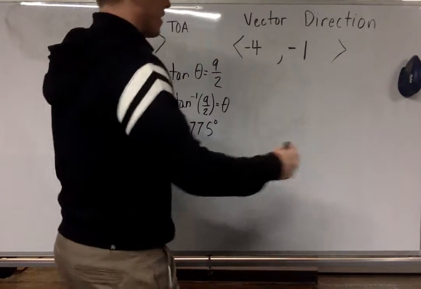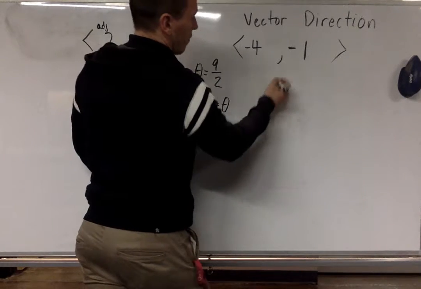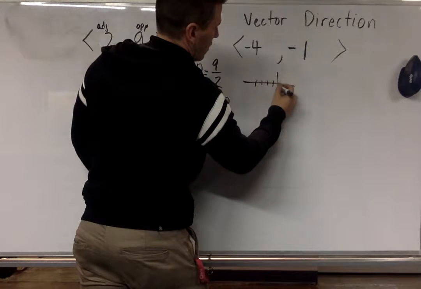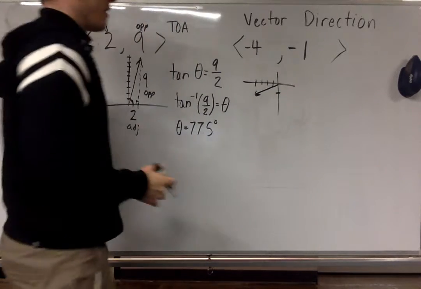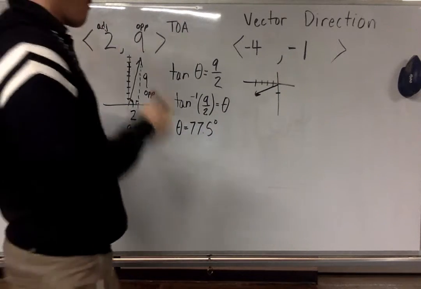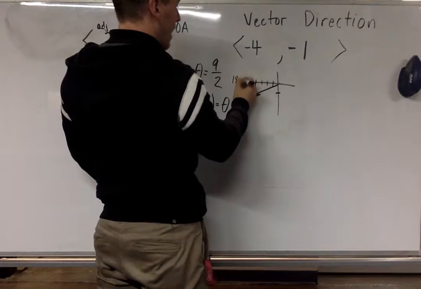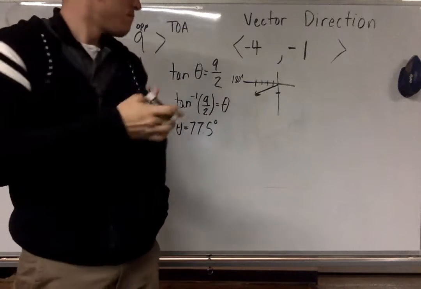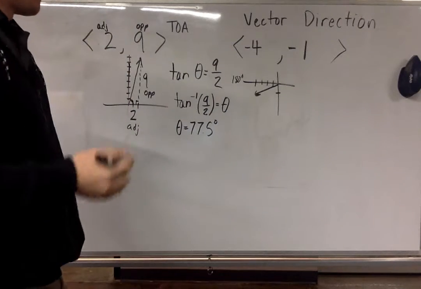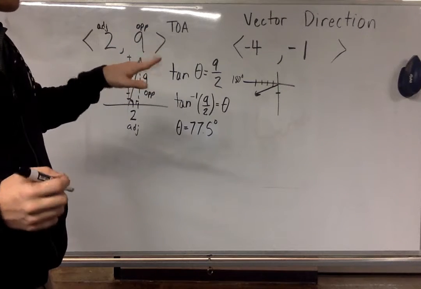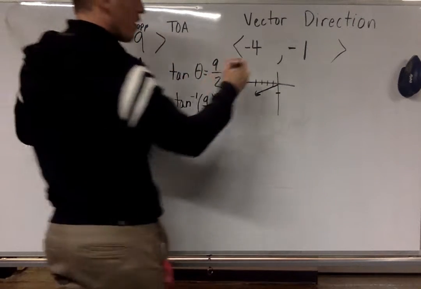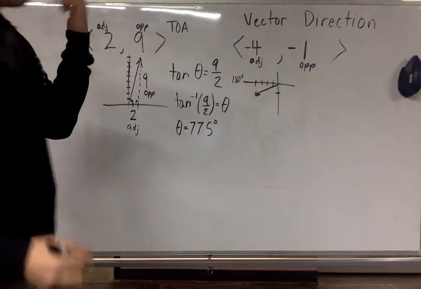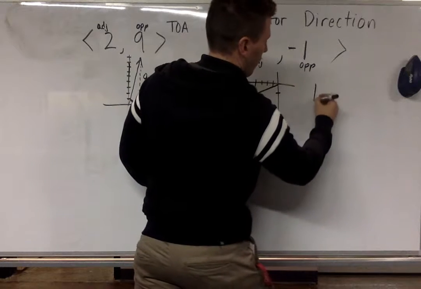So let's draw this guy out and see if we can figure this one out. -4, -1. That is going to be over here, -1, 2, 3, 4, and -1. So the arrow looks something like this. That vector is pointed down and to the left. If I were to estimate this, if this is 180 degrees, it's a little bit more than that, so 195, maybe 200, somewhere in that range. So I'm expecting it to come out to 195, 200, something like that. I also know that this is going to be the adjacent side, and this is going to be the opposite side. So I can set up tangent without really even having to draw the triangle if I want.